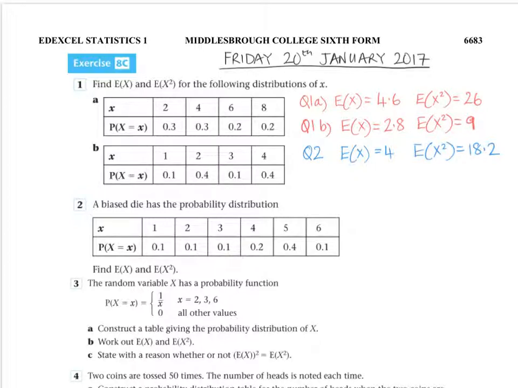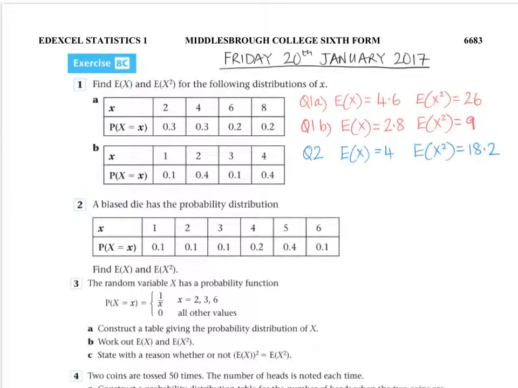We got as far as finding E of x, or the expected value or mean, from a table. So we did the first parts, 1A, 1B and 2, the first part just E of x. And then what we needed to do was just work out the expectation for x squared. You can check your answers, because I asked you to finish off these ones where we have the x squared.